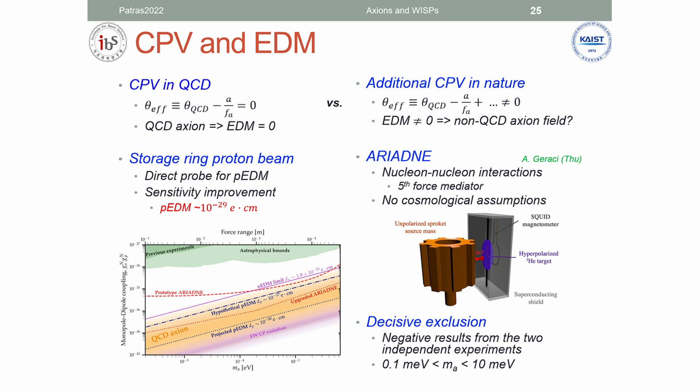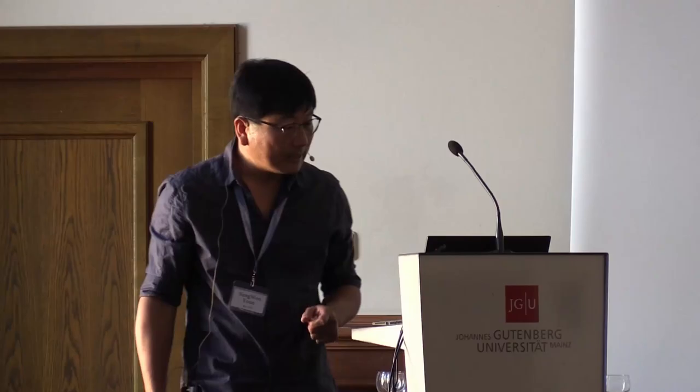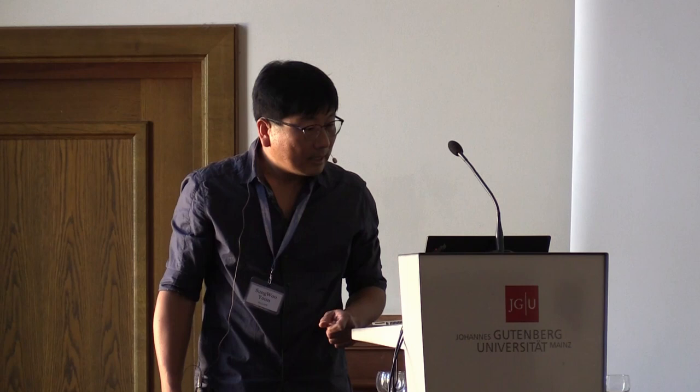And then by combining these things, a negative result from both of these two independent axion experiments will give you a decisive exclusion of the axion in this particular region where the Ariadne is sensitive. Okay, so I think my time is over.